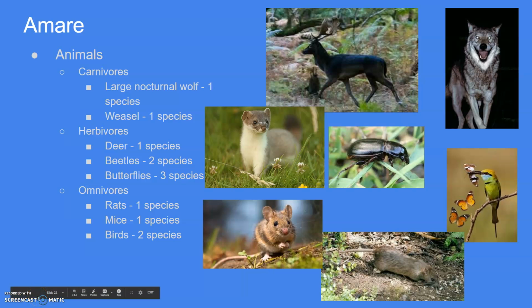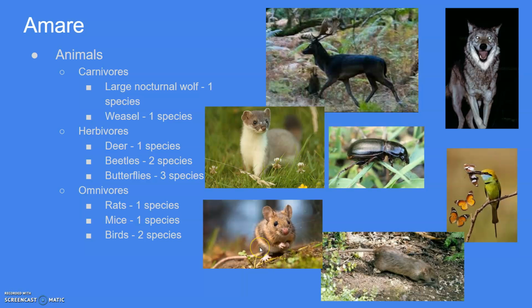Of course, we have our carnivores again, our meat eaters. You have a large nocturnal wolf pictured up here in the corner, and a weasel pictured here, one species of each. Herbivores, organisms that eat plant matter. You have one species of deer, and their coloring is actually black. They actually have black fur. You have two species of beetles, one pictured here. You have three species of butterfly, one pictured here with the bird.